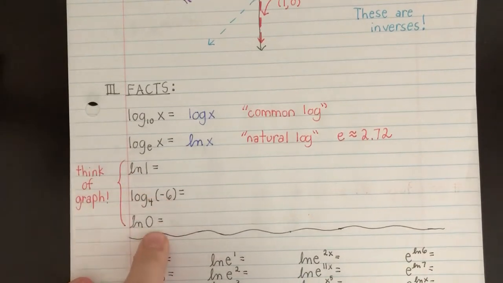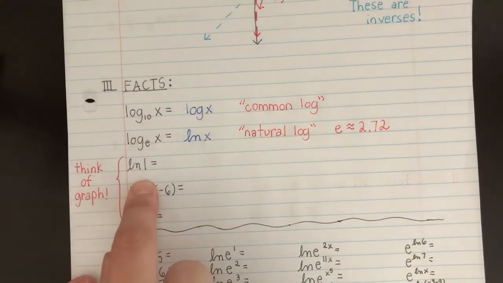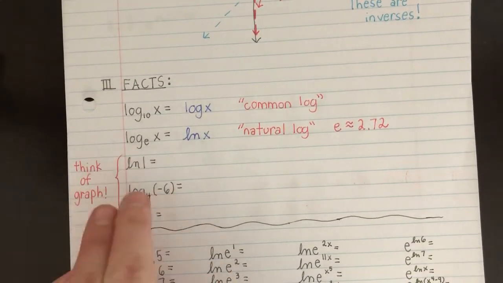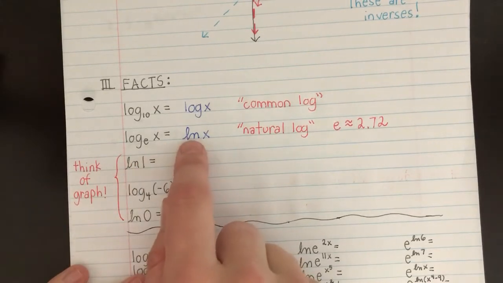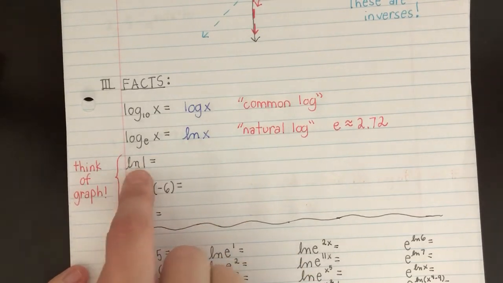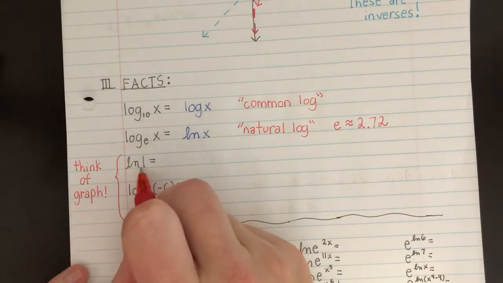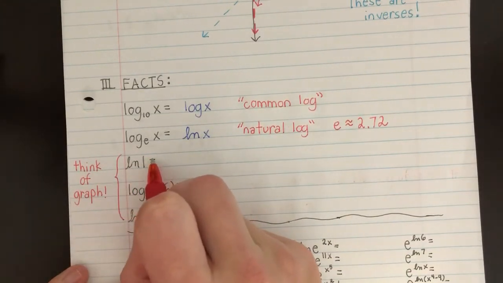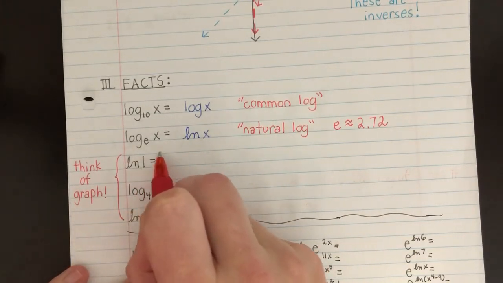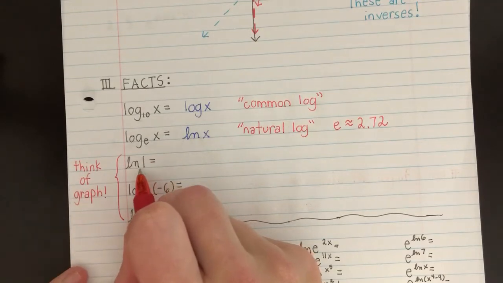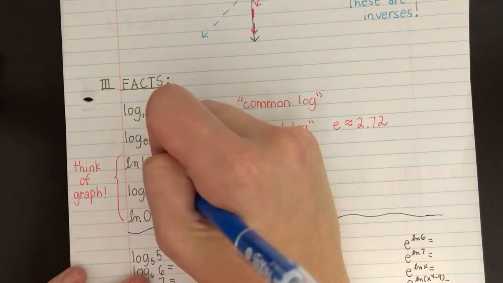So here for these last three, we're going to talk about these values, and I want you to think about the graph, and I want you to think about converting these to exponents. So two things I want you to think of. ln of 1. Remember that for ln, natural log, our base is e. So if we wanted to convert this to an exponential, we would be saying e to some power equals 1. That's how you would find the answer here. e to what power equals 1? Well, e to the 0 power equals 1.